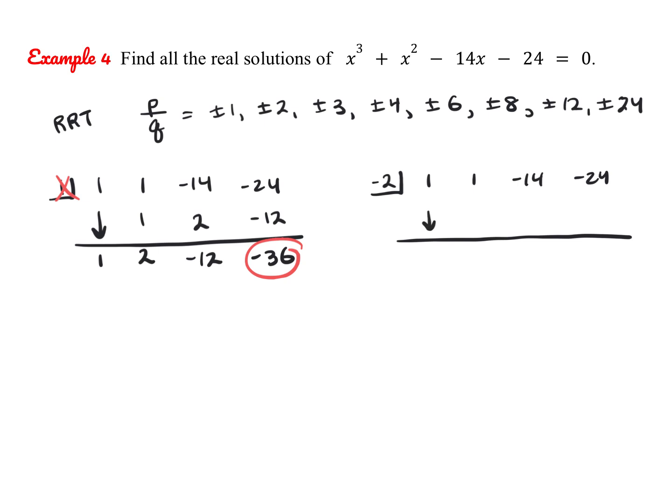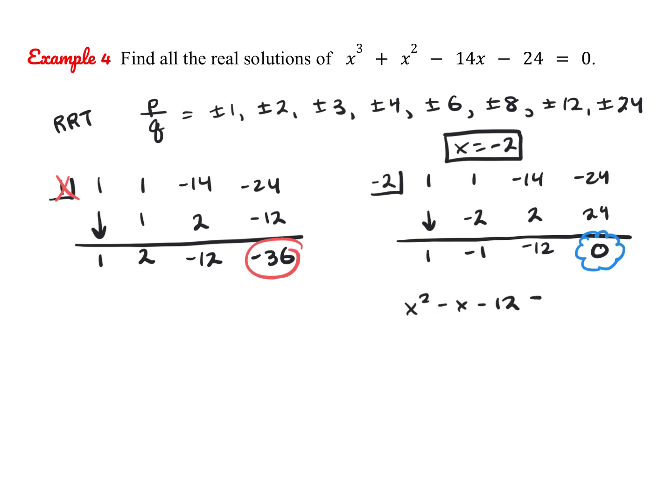Okay, so we multiply and we add. We multiply and we add. We multiply and we add. Oh, here we have that remainder of 0, which means that x equals 2 is a solution. Sorry, x equals negative 2 is a solution. So I'll box it up here. And then I'm going to look at the remaining polynomial, x squared minus x minus 12. And I got that from these numbers for my quotient. And I'm going to set that equal to 0 and see if I can finish solving.